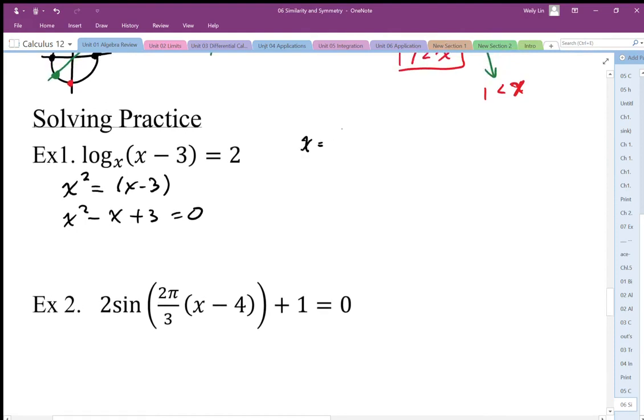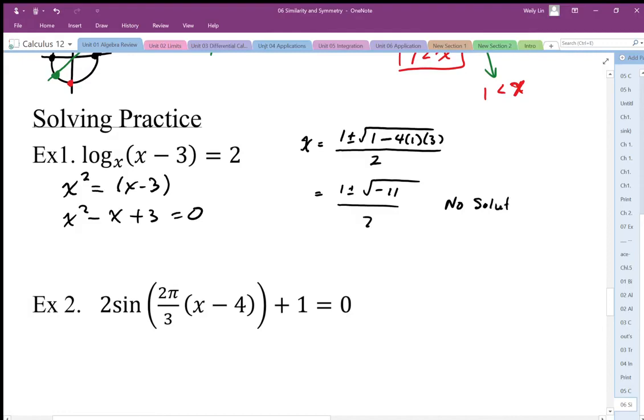So x is equal to 1 plus minus square root of 1 squared minus 4 times a times c, all over 2a. So when we work this out, this has a negative discriminant. So this cannot be solved, so there's no solution, no real solution anyways, because of the negative discriminant.